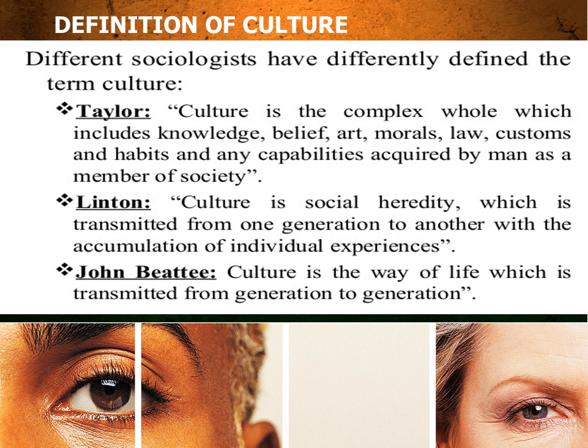According to different sociologists, they have defined the term culture differently. For Taylor, culture is the complex whole which includes knowledge, belief, art, morals, law, customs, and habits, and any capabilities acquired by man as a member of society. Meanwhile, Linton referred to culture as social heredity, which is transmitted from one generation to another with the accumulation of individual experiences. And John also refers to culture as the way of life, which is transmitted from generation to generation.